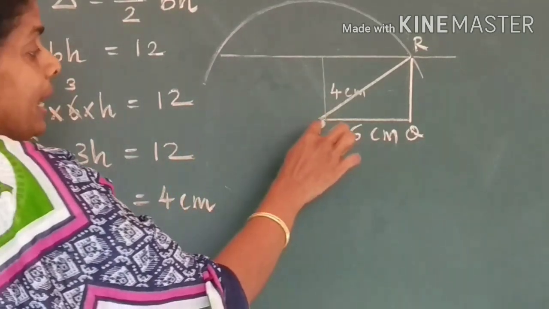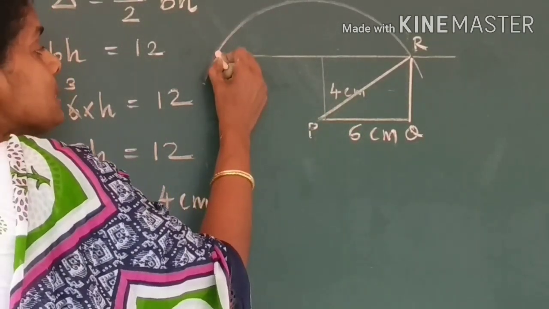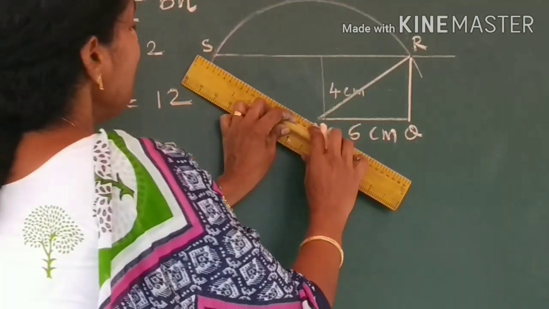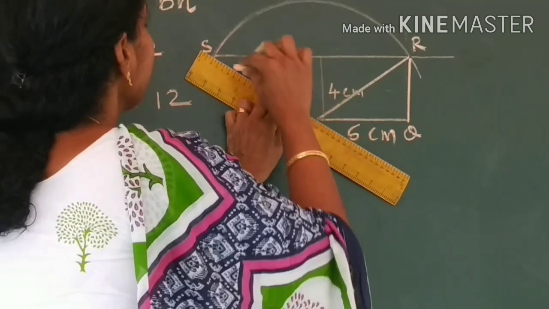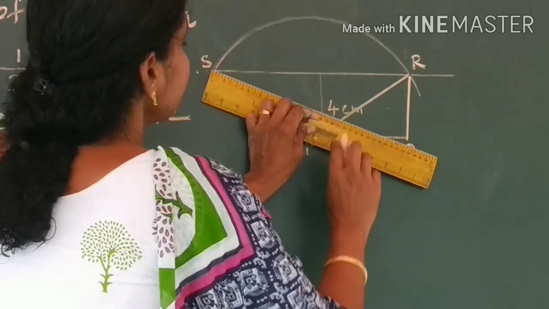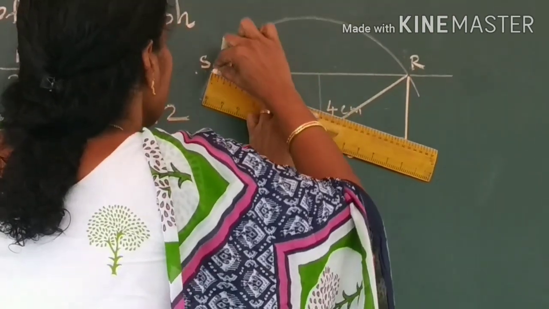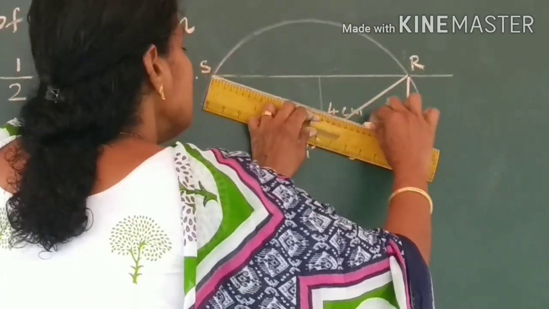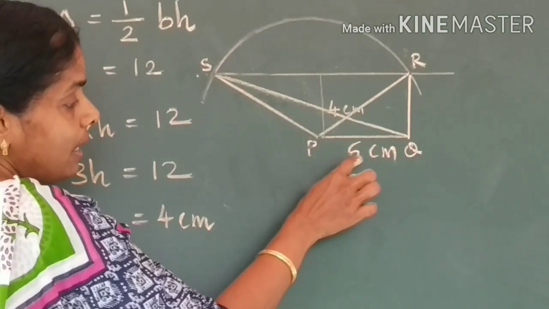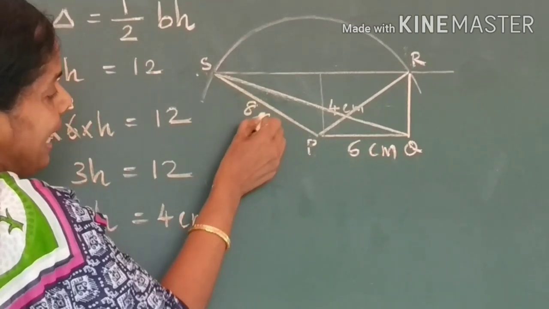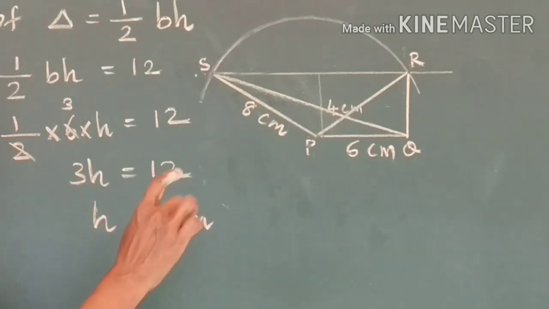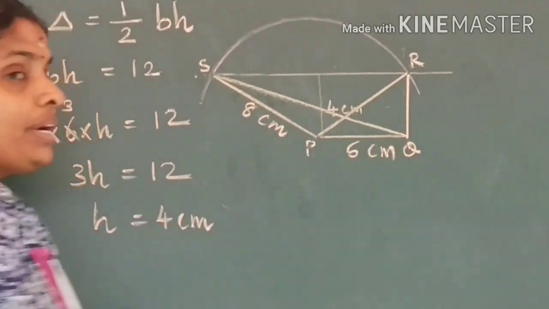Similarly, now join P to this point. Let us name it as S. Join P to S and join S to Q. So here again, what did you understand? Sides are 6 centimeter and 8 centimeter. So how many triangles can you draw now? You can draw two more triangles.